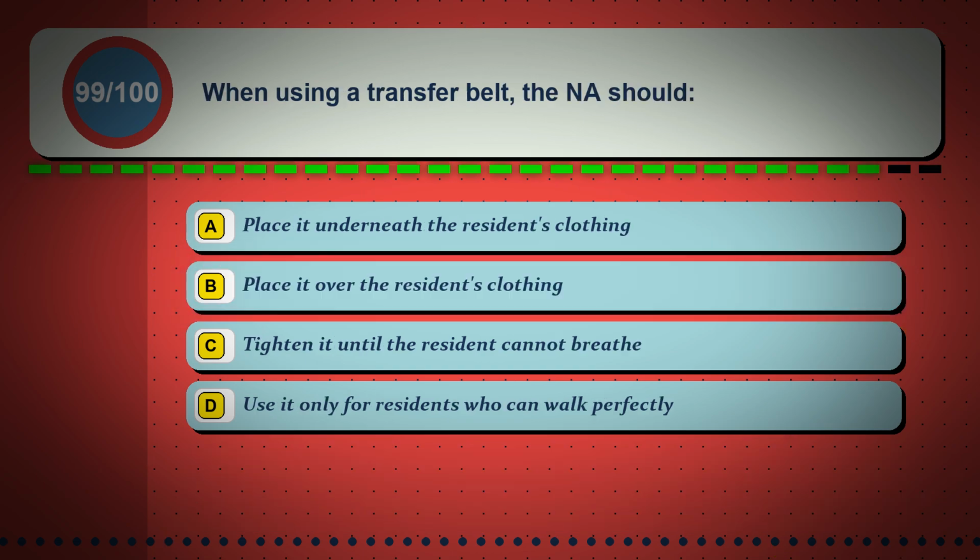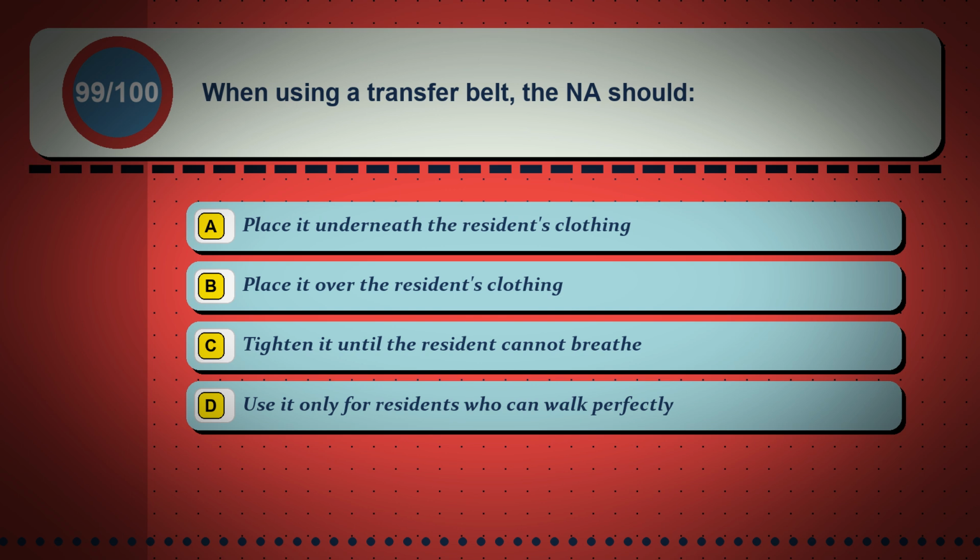Question 99. When using a transfer belt, the NA should: Option A, place it underneath the resident's clothing. Option B, place it over the resident's clothing. Option C, tighten it until the resident cannot breathe. Option D, use it only for residents who can walk perfectly.